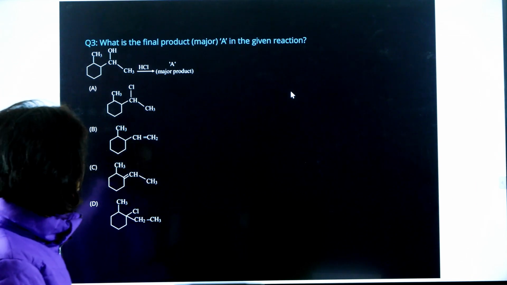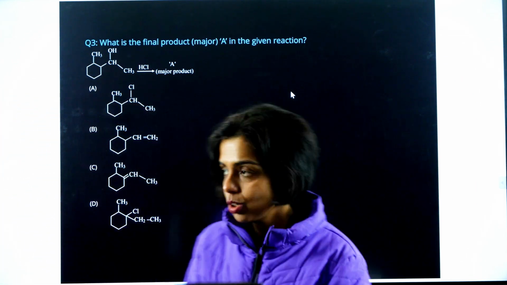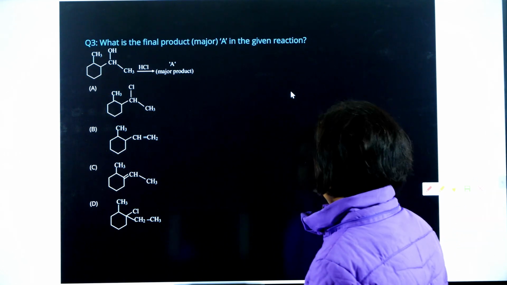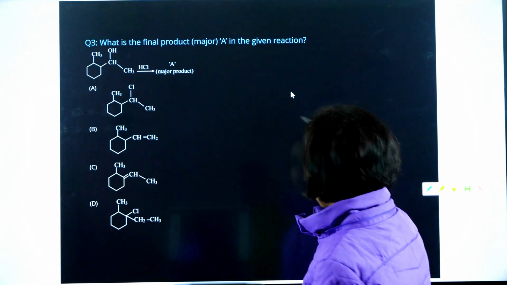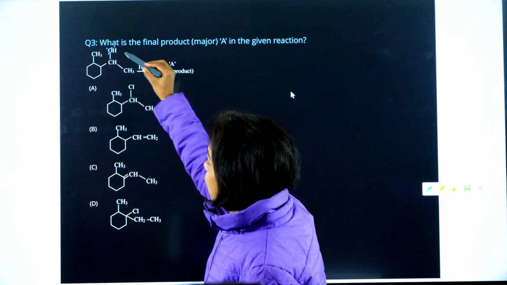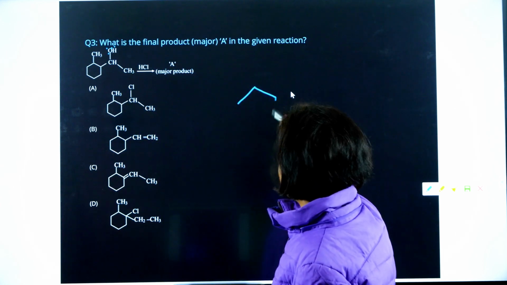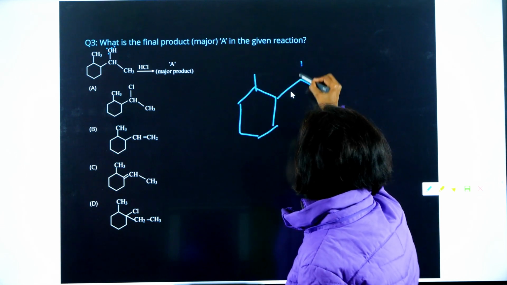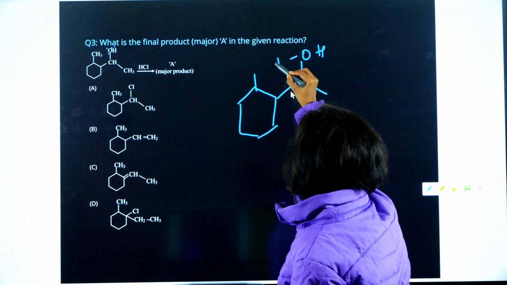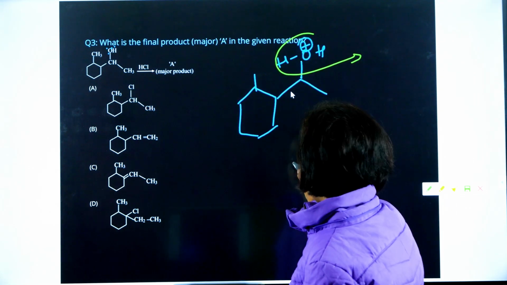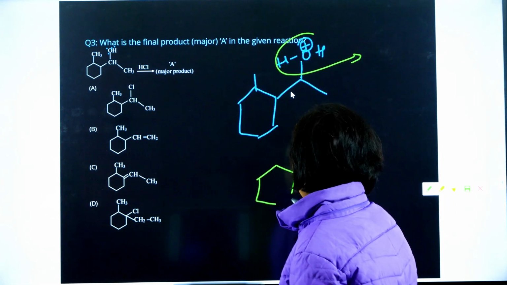Let's move ahead. So what is the final product, major product A, in the given reaction? I can see a compound here on which there is the attack of acid. So of course your H positive will get attracted towards this lone pair and the water will be formed here, resulting in the formation of a carbocation, right? So your H positive will attack, water will be lost, resulting in the formation of a carbocation. So you have this carbocation here, right?